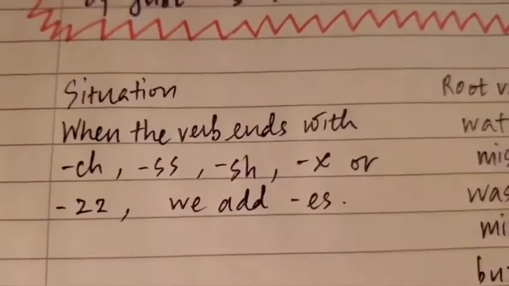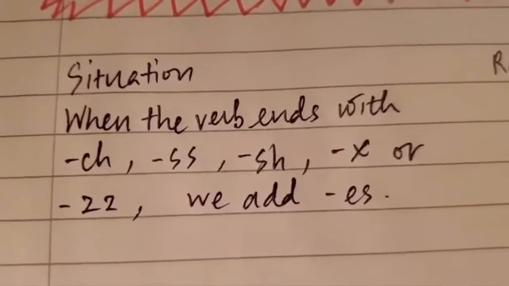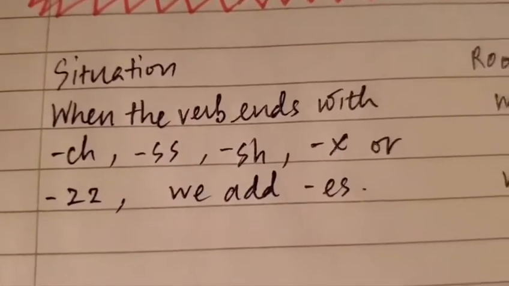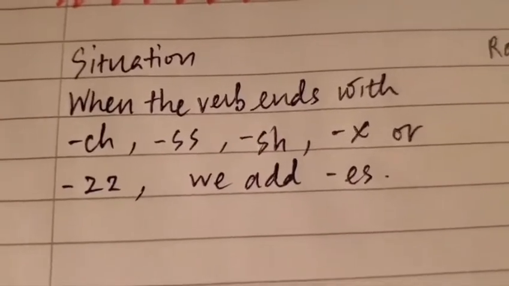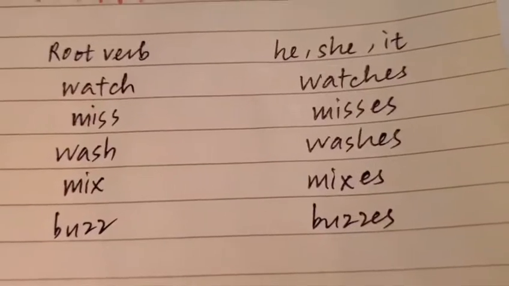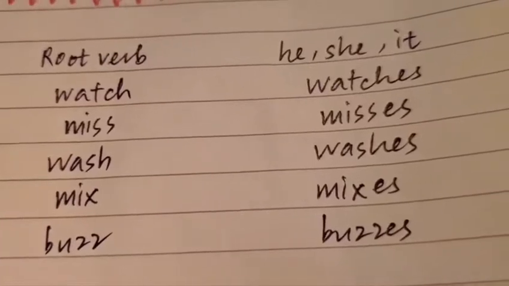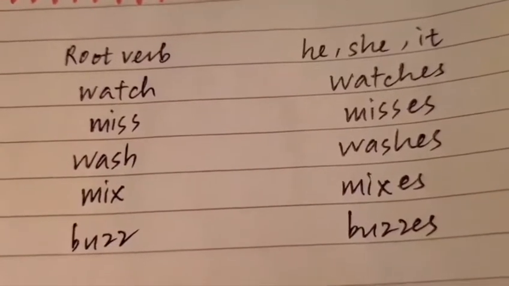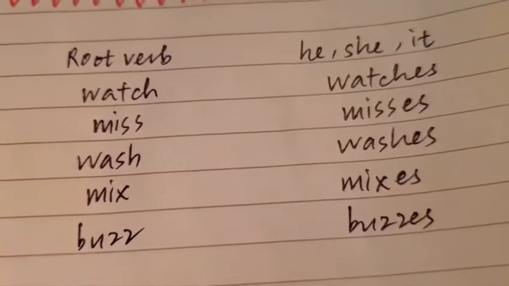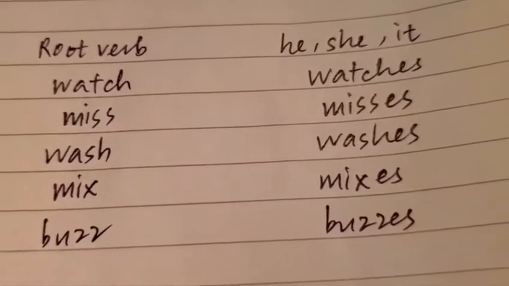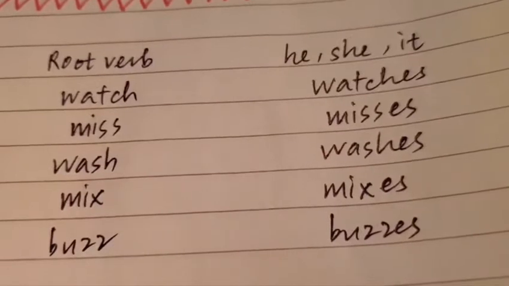How do you know when to add ES? Alright, let's start with the first situation. When your verb ends with CH, SS, SH, X, or ZZ, we add ES. So for example, we have these words, okay, which I'm going to call root verb. Okay, kata kerja dasar. So let's say you have the verb watch. So you add ES and it becomes watches. So he, she, it watches. Miss, misses. Wash, washes. Mix, mixes.